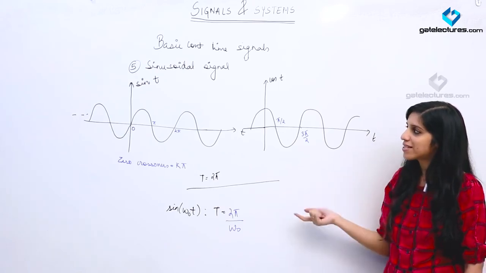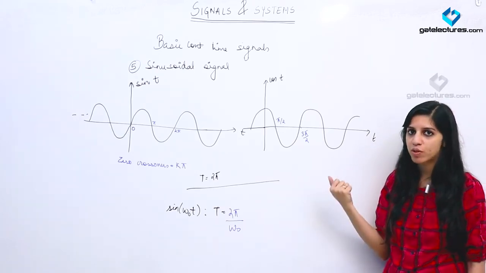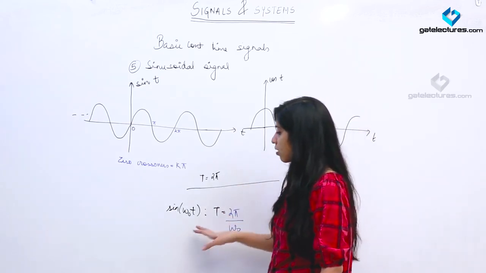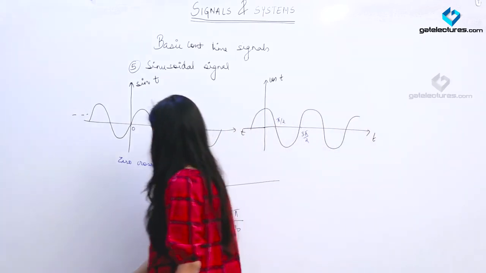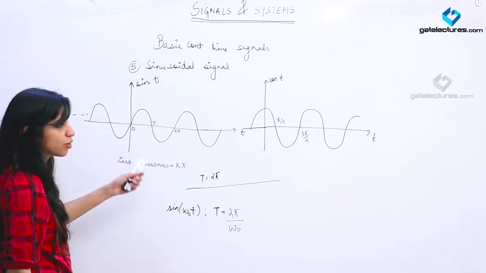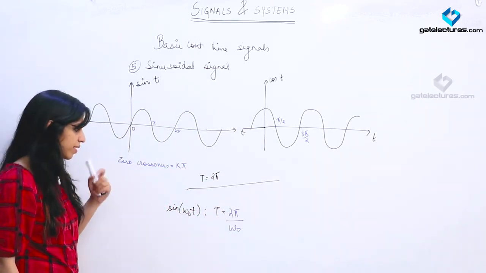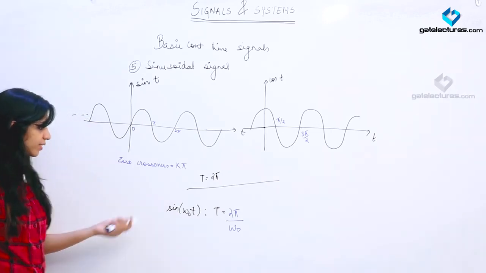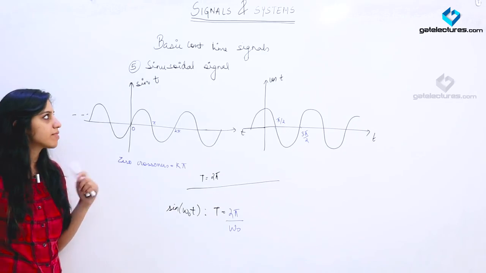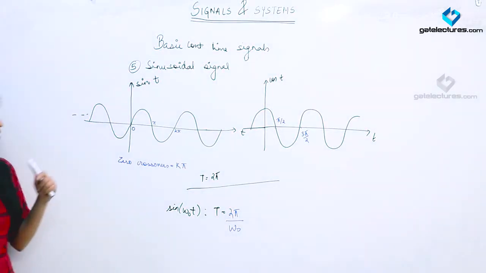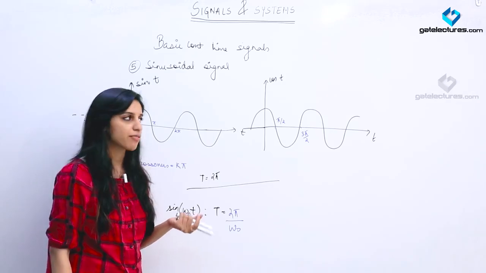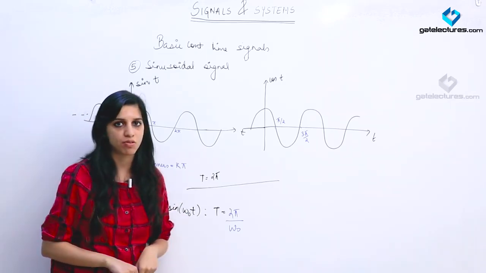Also, we can express these signals as complex exponential signals, or as coefficients of complex exponential signals. Like sine omega t can be written in terms of e to the power j theta minus e to the power minus j theta. We're going to look at it later. For now, you can just remember that these are some basic continuous time signals. In the next video, we're going to look at some basic discrete time signals, and after that, some operations on signals.